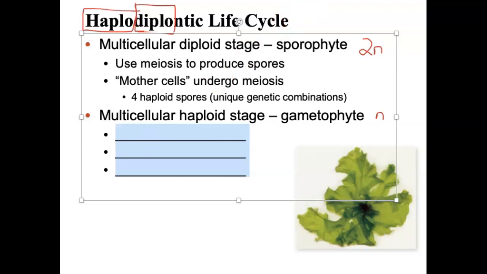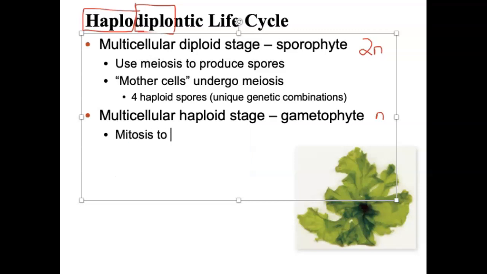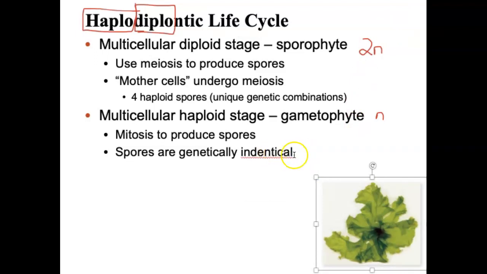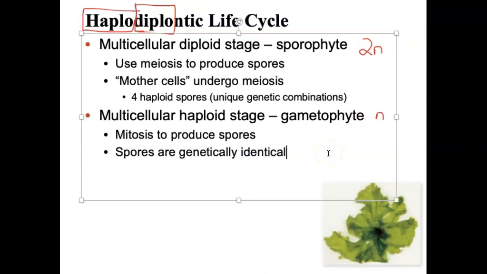So if you are the multicellular haploid structure, we're going to call you a gametophyte. You're going to use mitosis to produce spores. So instead of meiosis, you're using the mitosis process. The negative here, oh, sorry about that. Let me move the picture. The negative here is that all of your spores are genetically identical because you're just making copies and copies and copies. So you're now creating genetically identical clones of yourself.